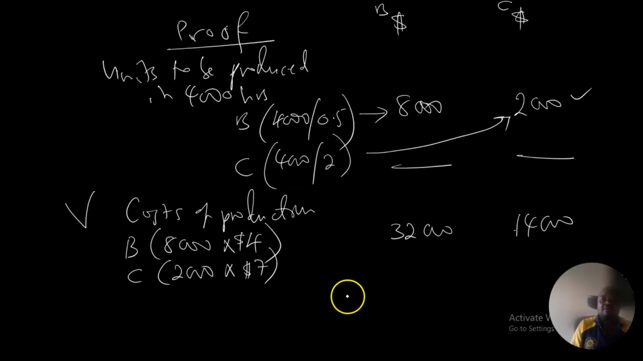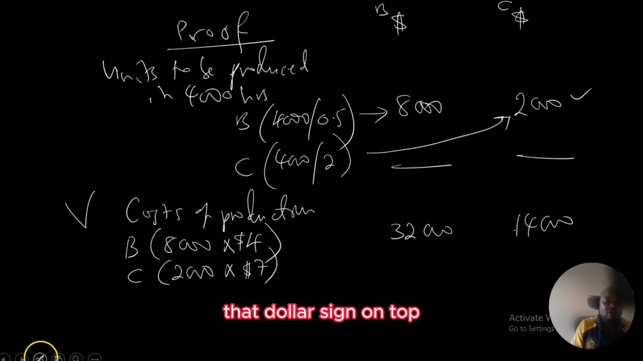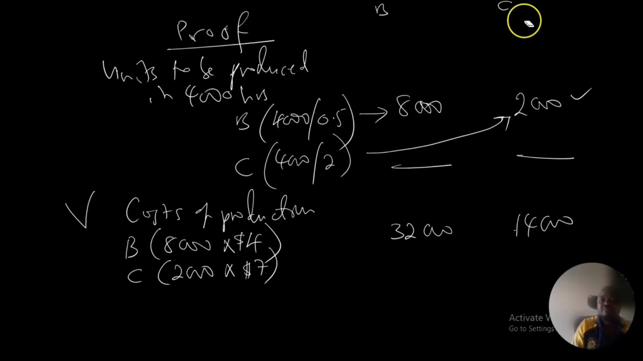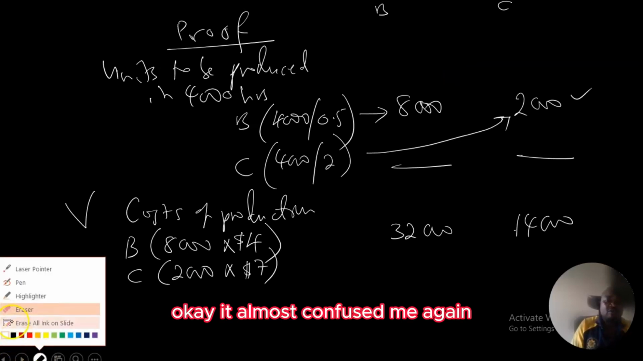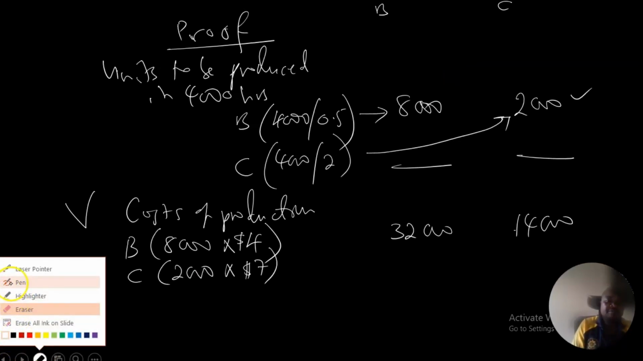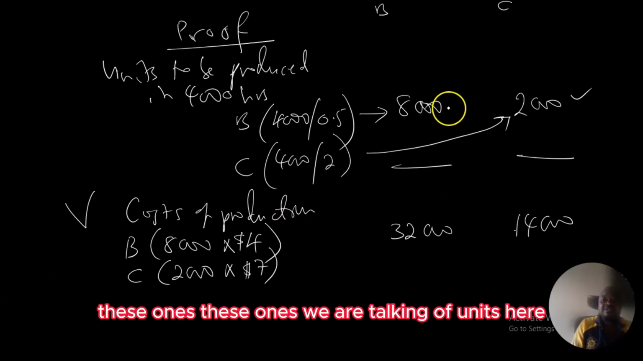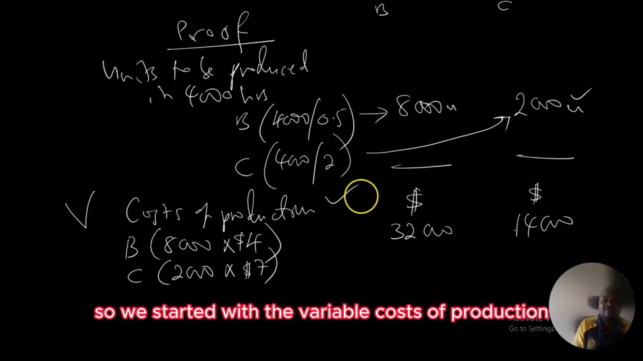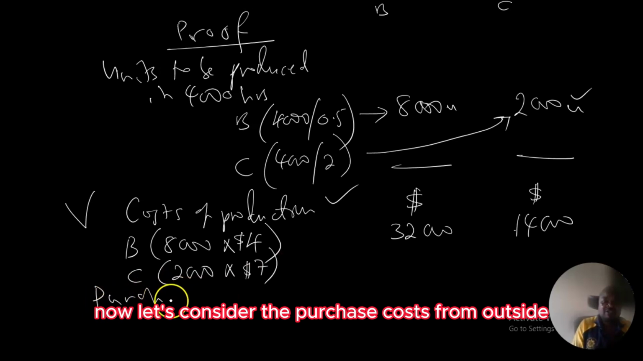Now, that dollar sign on top there is confusing other people. These ones we are talking of units here. These ones are units to be produced, and these ones are now the amounts. So we started with the variable costs of production. Now let's consider the purchase costs from outside.